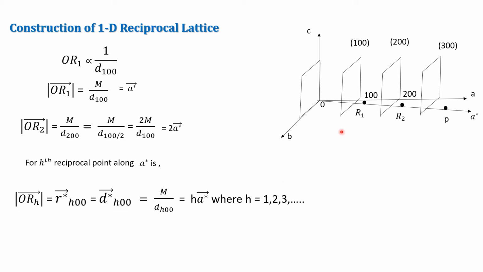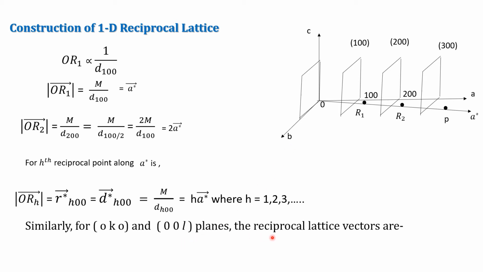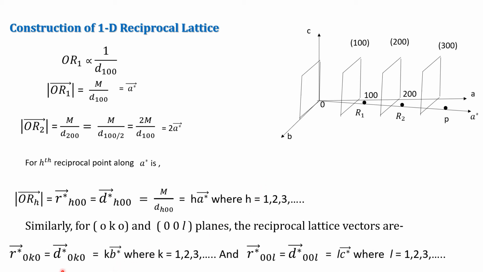Similarly, we find for other planes which are perpendicular to the B axis and C axis. Therefore, we get the new vectors B star and C star. The reciprocal lattice vectors for the B axis are represented as R star 0K0 or D star 0K0, equal to K B star, where K equal to 1, 2, 3 and so on. This is the reciprocal lattice vector for the set of parallel planes perpendicular to the B axis.